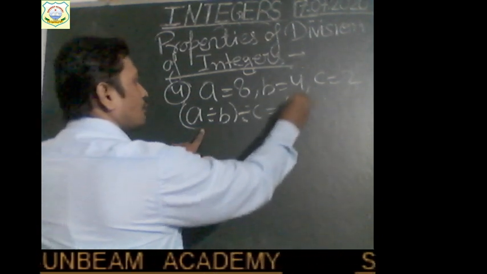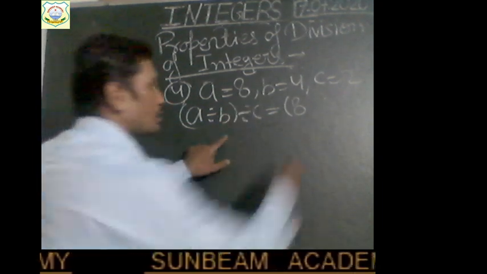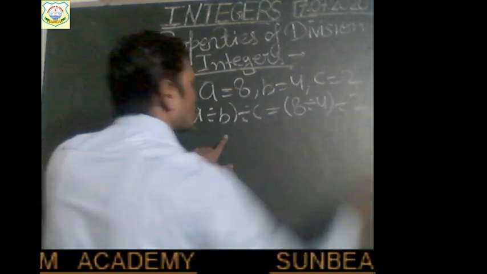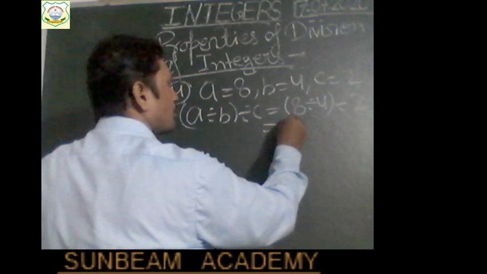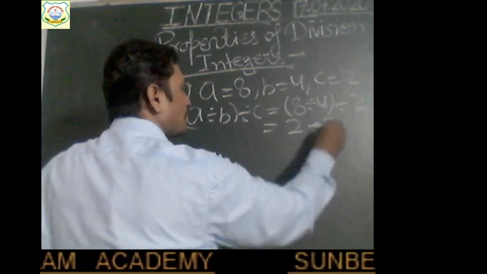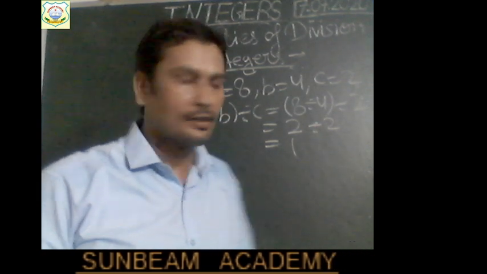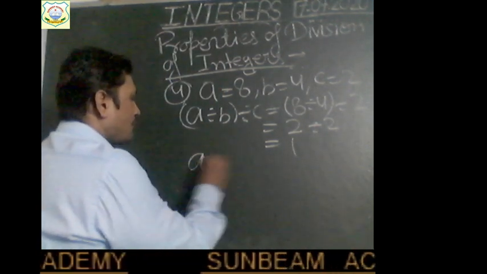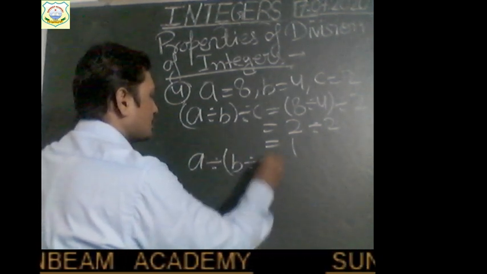In bracket, value of A is 8 divided by B. Value of B is 4 divided by 4, and whole divided by value of C, 2. Right, children? Now 8 divided by 4 is 2, and 2 divided by 2 equal to 1. Right? Now find the value of A divided by B divided by C.